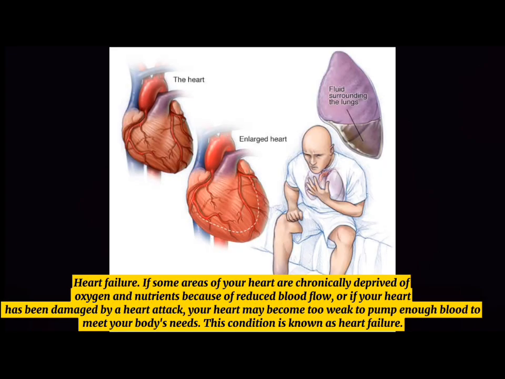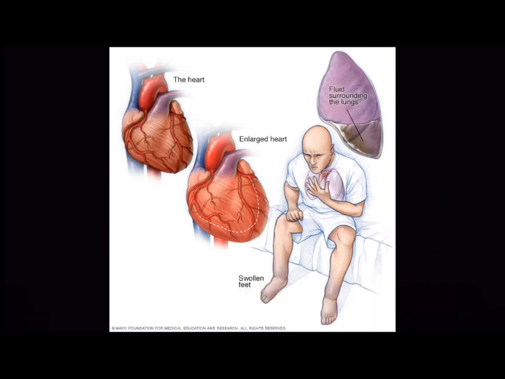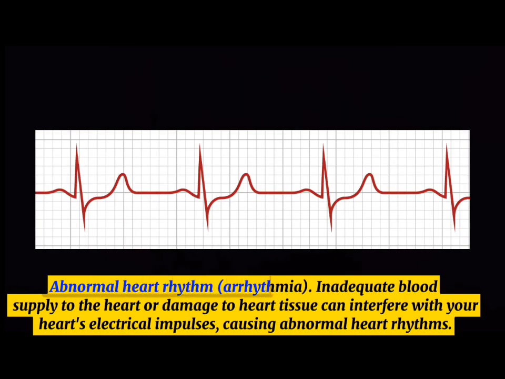Three, heart failure. If some areas of your heart are chronically deprived of oxygen and nutrients because of reduced blood flow, or if your heart has been damaged by a heart attack, your heart may become too weak to pump enough blood to meet your body's needs. This condition is known as heart failure. Four, abnormal heart rhythm, arrhythmia. Inadequate blood supply to the heart or damage to heart tissues can interfere with your heart's electrical impulses, causing abnormal heart rhythms.